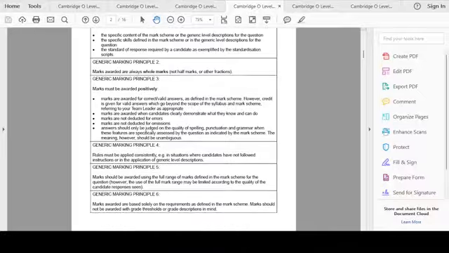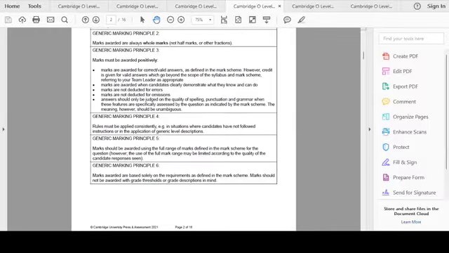Okay. Generic marking principle two, marks are always given in whole marks. So no one's going to give you 0.25 or 0.5 or 0.75 or, I don't know, like 7 out of 8, a fraction of some sort. That's not going to happen. You either get a mark or you don't get a mark. It's as simple as that.